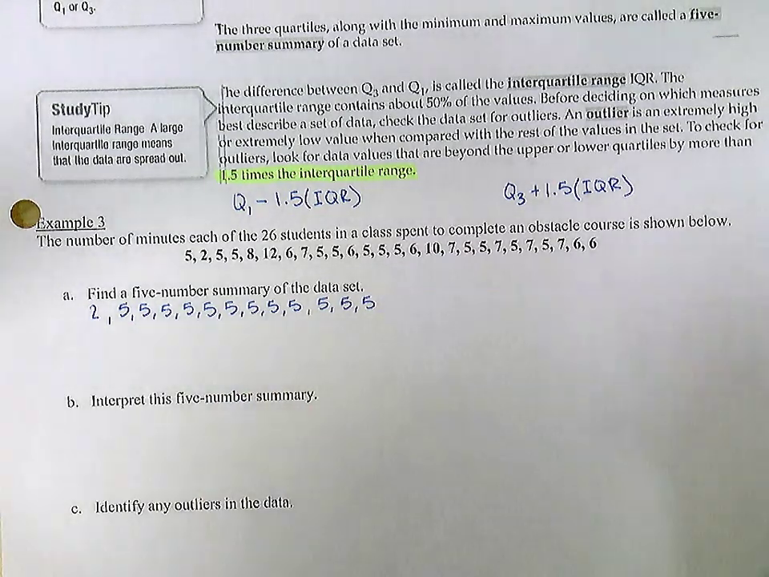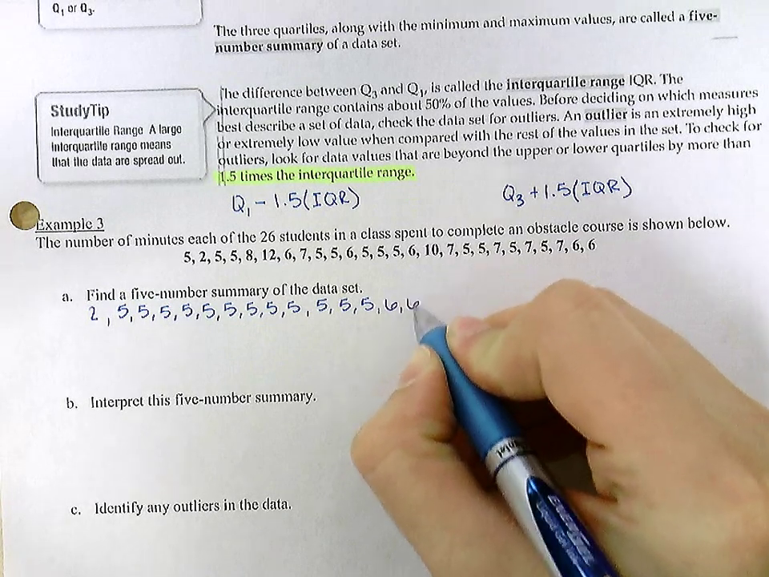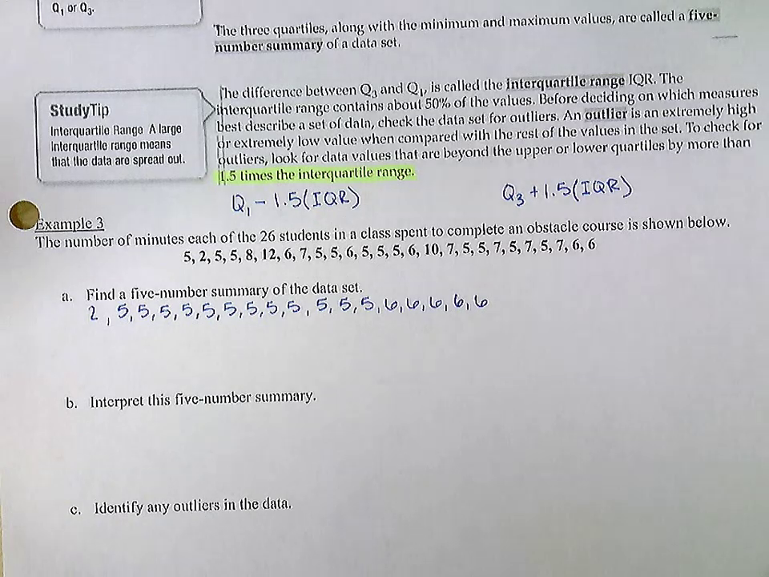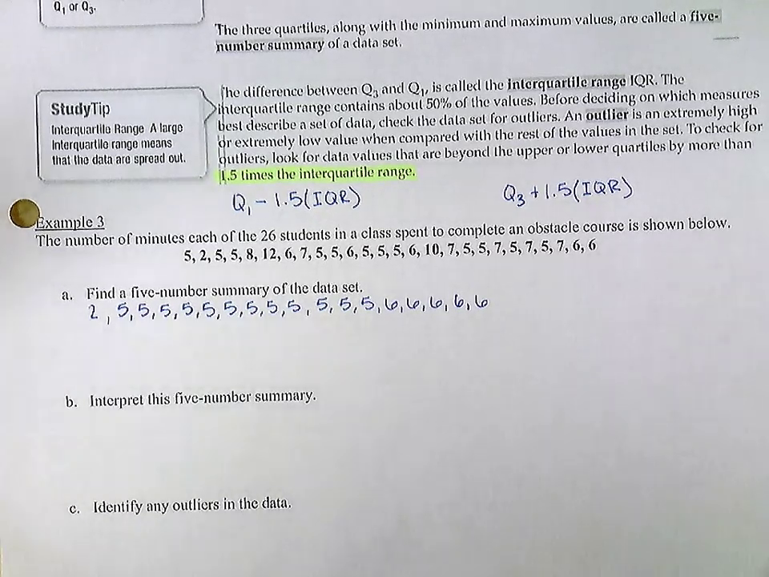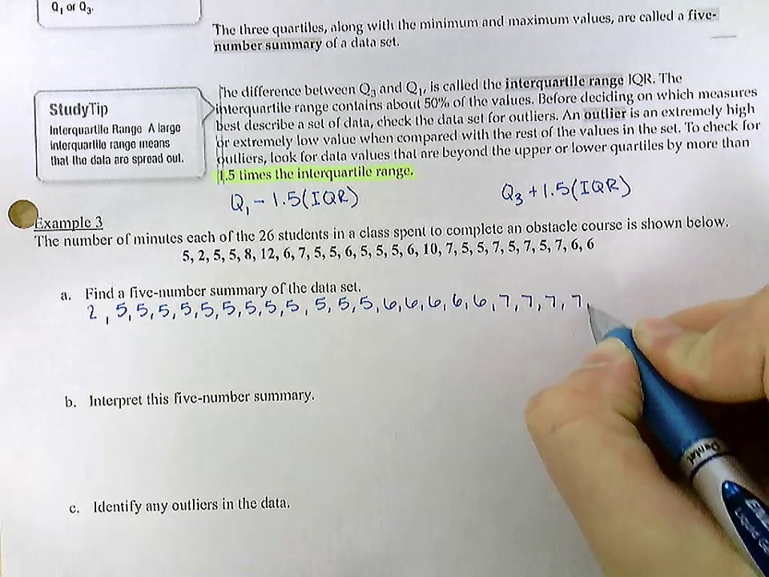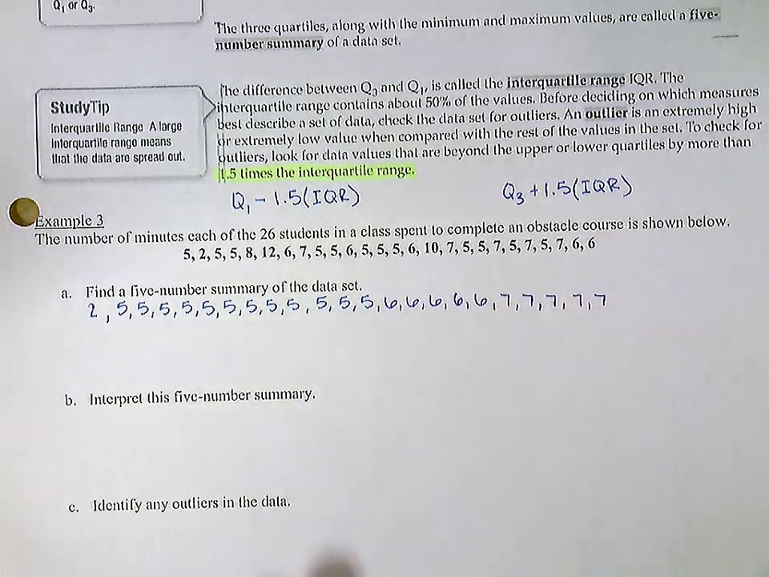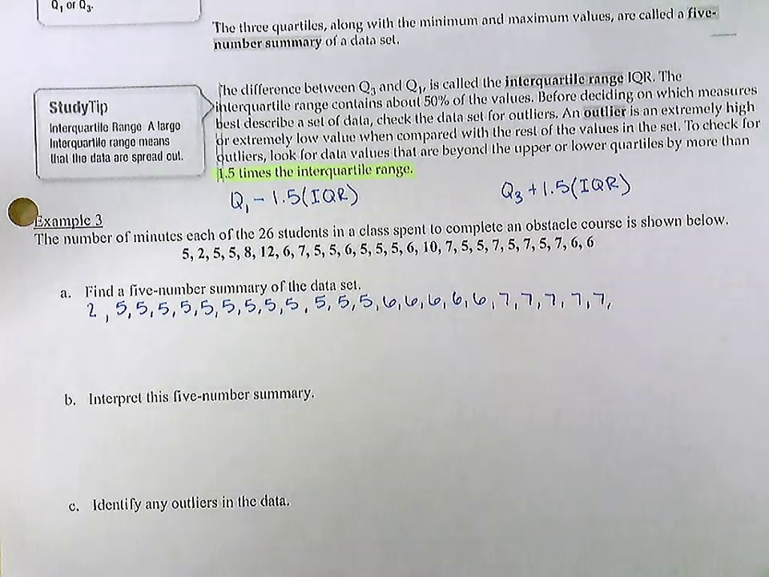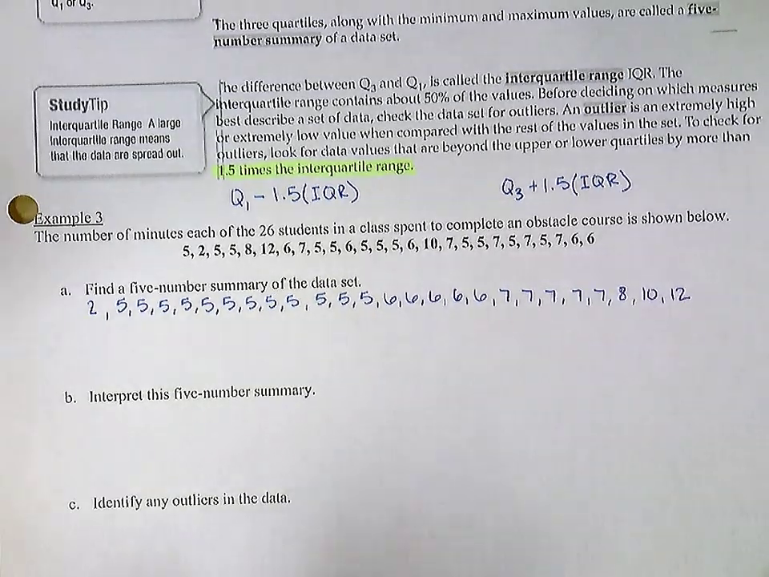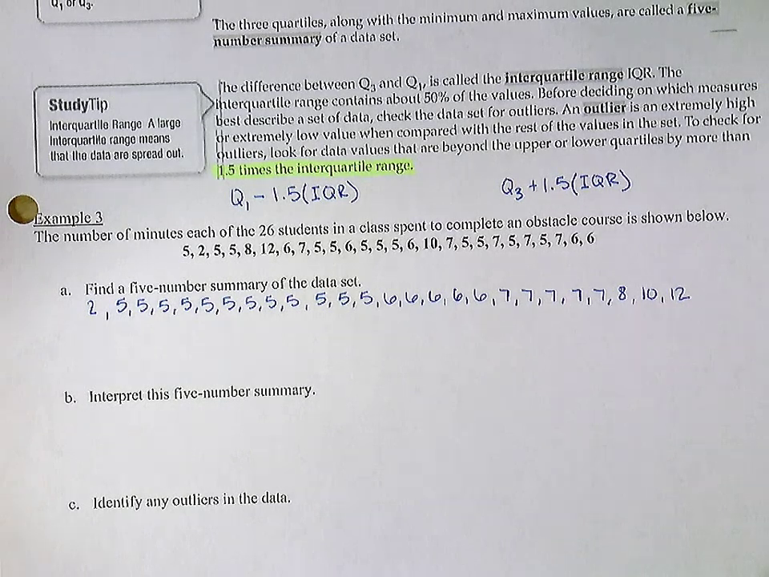Okay, then there are 5 sixes. 5 sevens. Hey, at least I'm writing it in order for you right now. How many? 5, 7? Yep. 1 8, 1 10, and 1 12. Okay, so you do need to write it in ascending order.